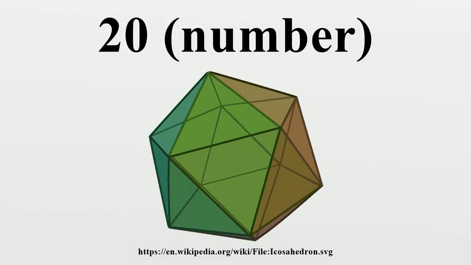20 is the natural number following 19 and preceding 21. A group of 20 units may also be referred to as a score. In mathematics, 20 is a tetrahedral number as 1, 4, 10, 20. 20 is the basis for vigesimal number systems.